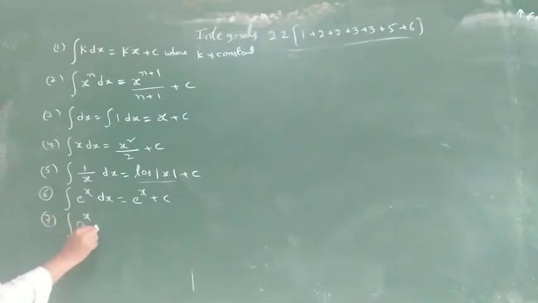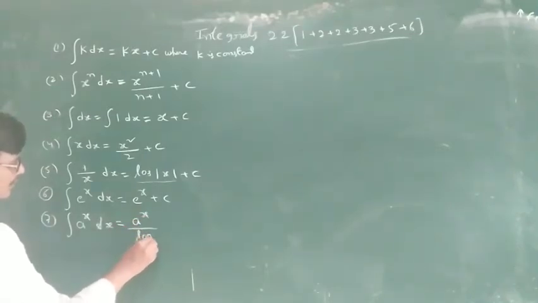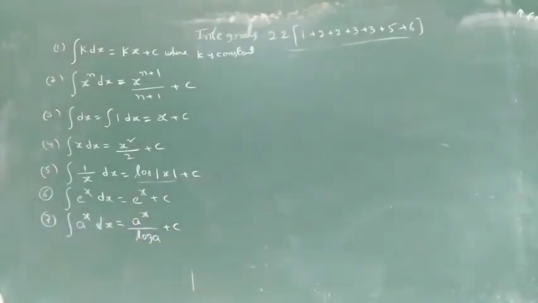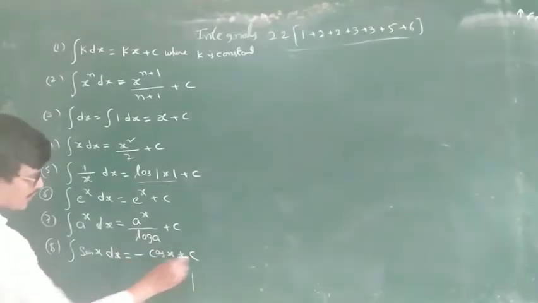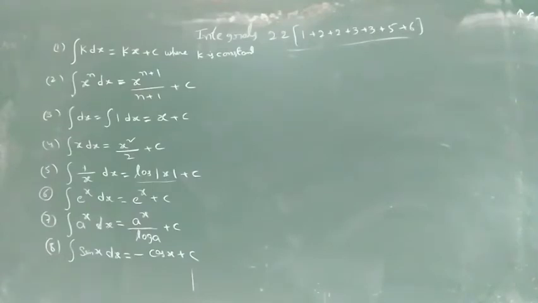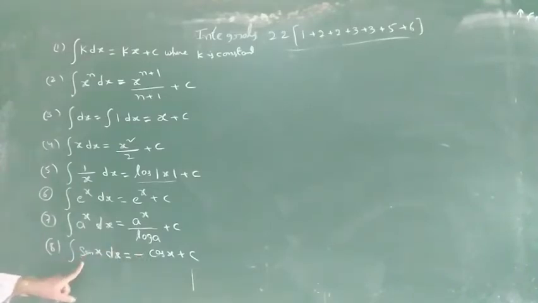Integral a power x dx is equal to a power x by log a, plus c. Next, eighth one, integral sin x dx is equal to minus cos x. The derivative of cos x is minus sin x, and minus into minus gives plus sin x. So, the derivative of minus cos x is equal to sin x.